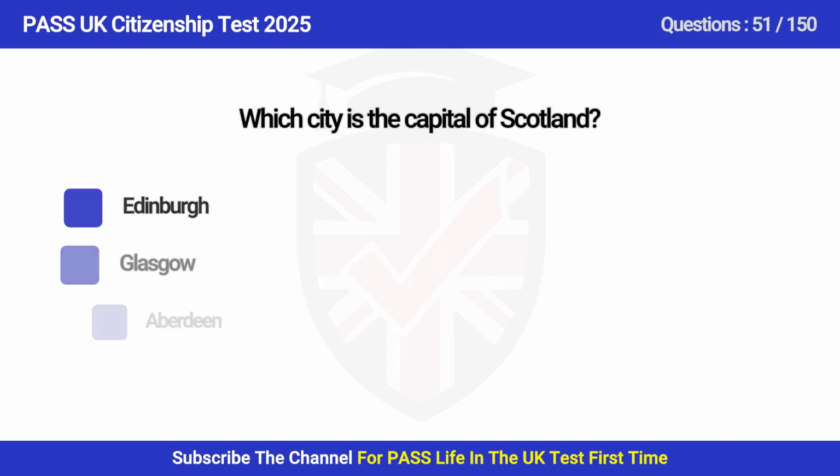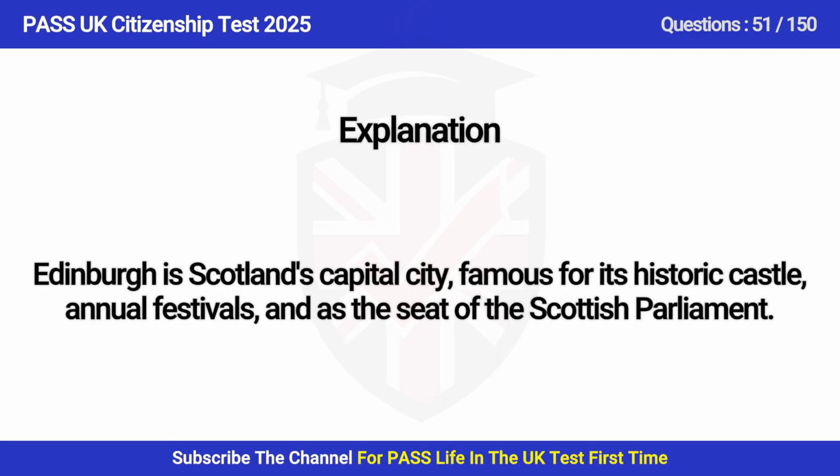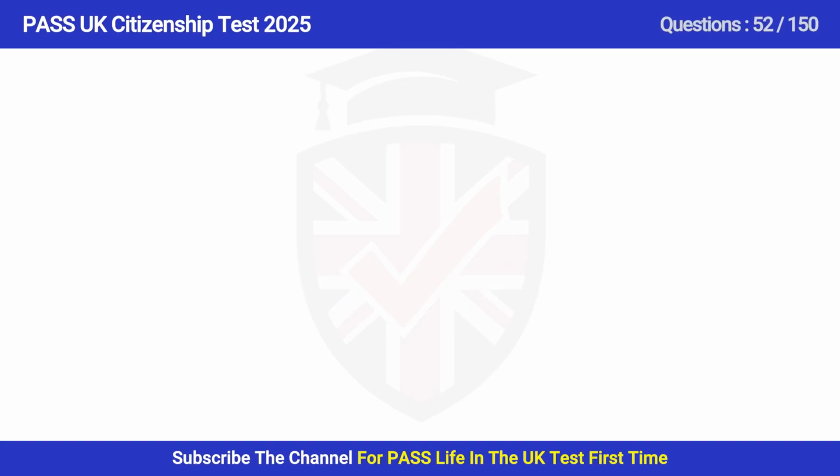Question 51. Which city is the capital of Scotland? A. Edinburgh, B. Glasgow, C. Aberdeen, D. Dundee. Answer is A. Edinburgh. Edinburgh is Scotland's capital city, famous for its historic castle, annual festivals, and as the seat of the Scottish Parliament.